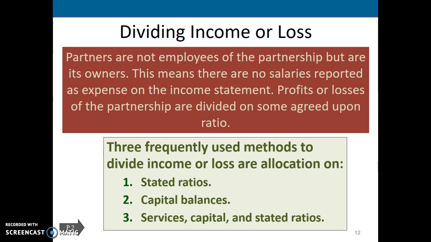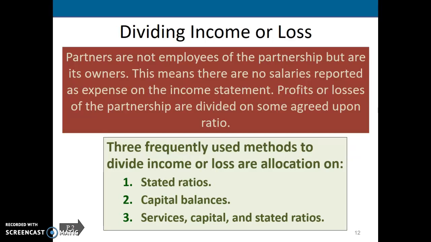Their profits and losses of the partnership are divided up based on whatever agreement they set up in that partnership agreement that we talked about in the first video. There are three common methods that we use to decide how to allocate that income. The first one is a stated ratio, where we decide percentage-wise what ratio each partner is going to get. The other one is based off of their capital balances. How much capital do they have in the individual partners' capital balances, and we divide it up based on the percentage or ratio of that.